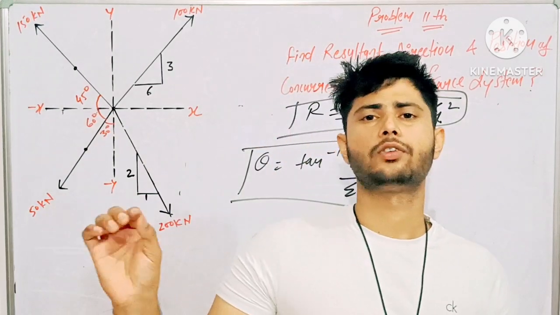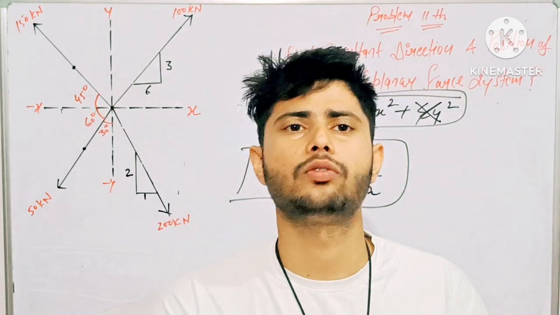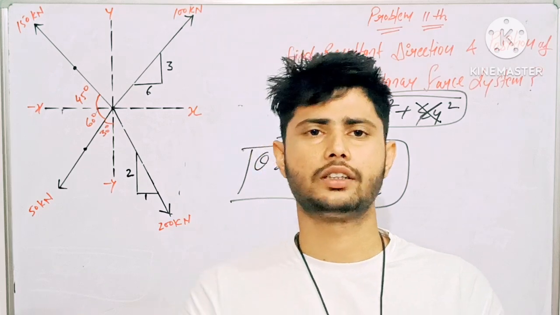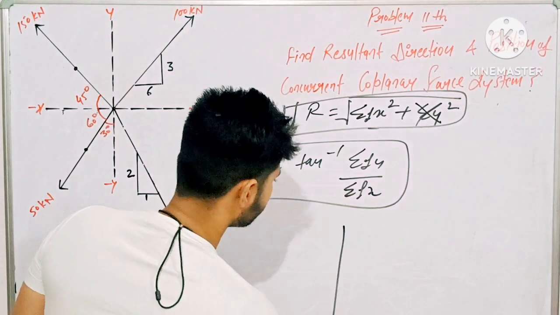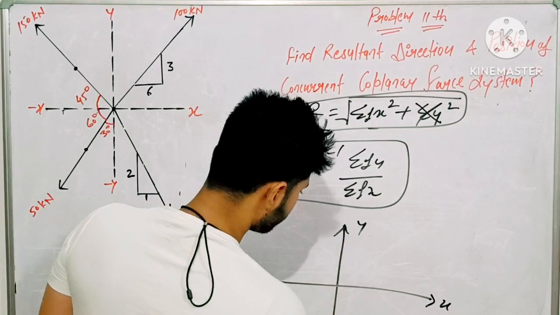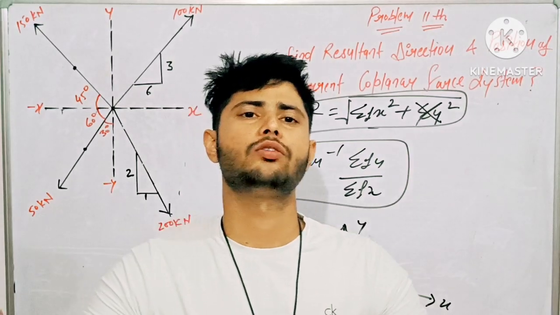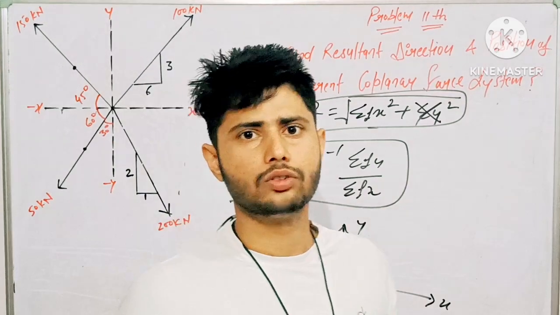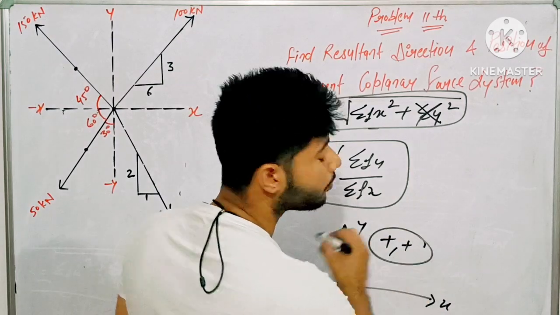Generally in a concurrent coplanar force system, when you resolve and take the summation of horizontal and vertical forces, you are directly in a situation to find the position of the resultant force. How? Suppose this is x, this is minus x, this is y, and this is minus y. If you take the summation of all the horizontal forces and the summation of all the vertical forces, you will get an answer. Your answer may be that x is plus and y is also plus.